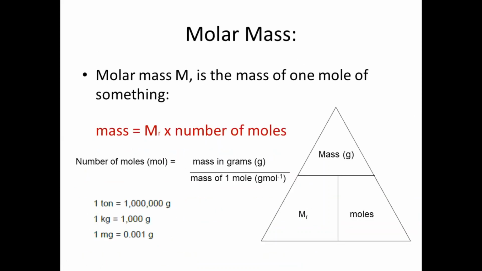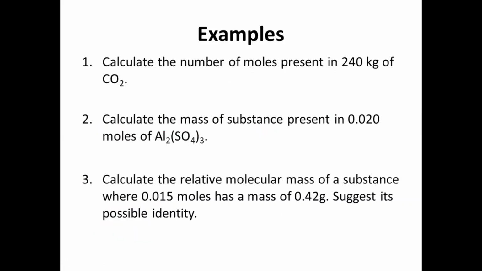Right, so remember that triangle from your GCSEs. You need to be able to work out the number of moles if you know the mass and the MR, and be able to do all the different calculations around it. A few more details. You need to know that 1 million grams is 1 ton, 1,000 grams is 1 kilogram, and 0.001 gram is 1 milligram.